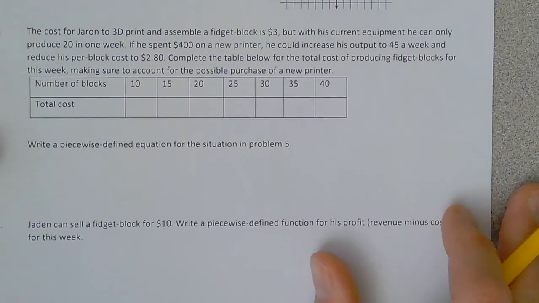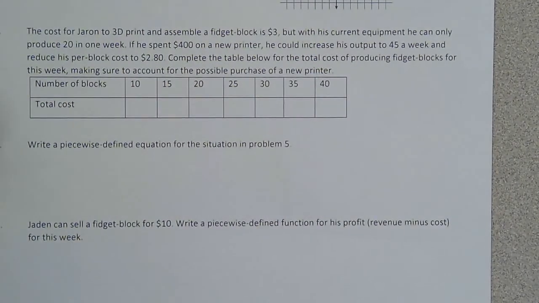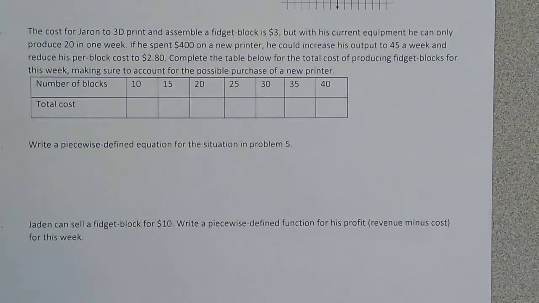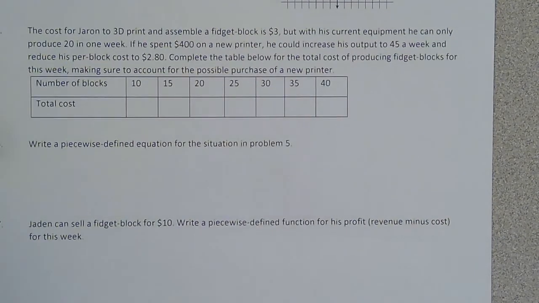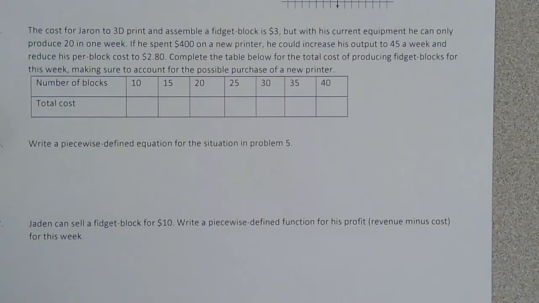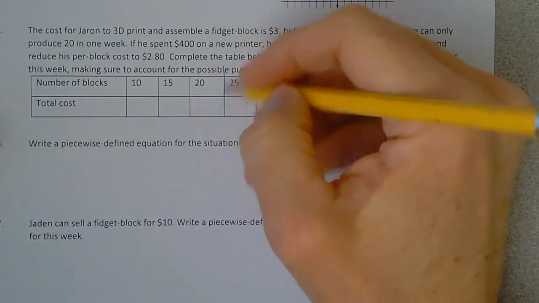All right, the cost for Jaron to 3D print and assemble a fidget block is $3, but with his current equipment, he can only produce 20 in 1 week. If he spent $400 on a new printer, he could increase his output to 45 a week and reduce his per block cost to $2.80. So complete the table below for the total cost of producing fidget blocks for this week, making sure to account for the possible purchase of a new printer. Okay, so what that basically tells us is up to the 20 here, he does not have to buy a new printer.